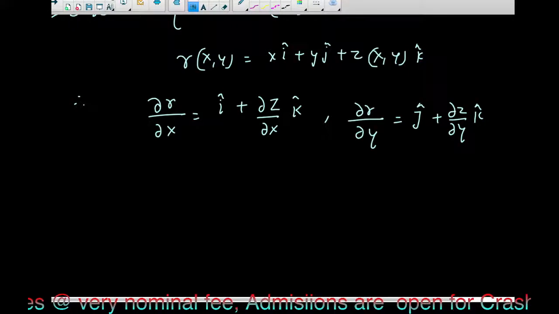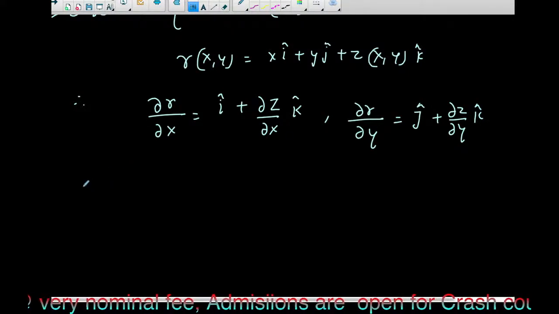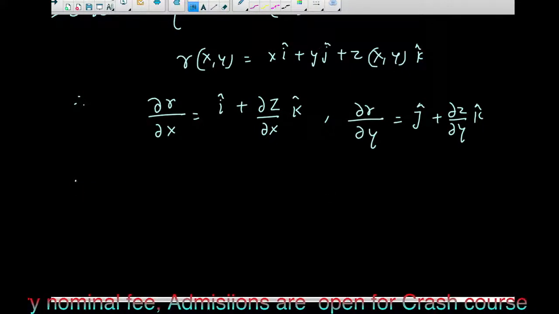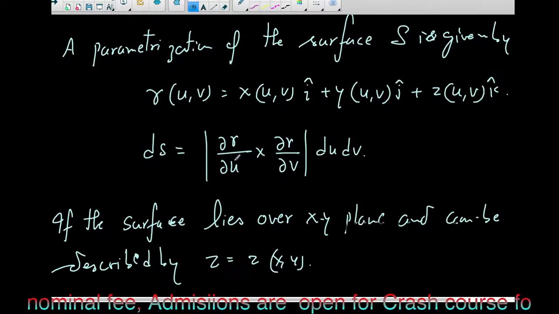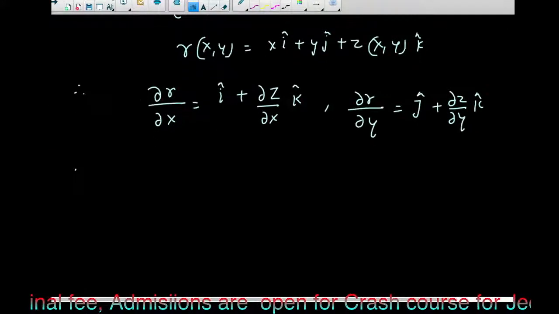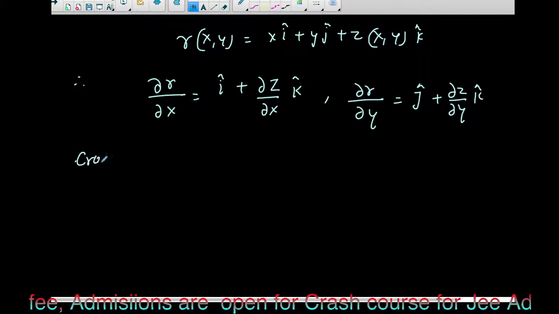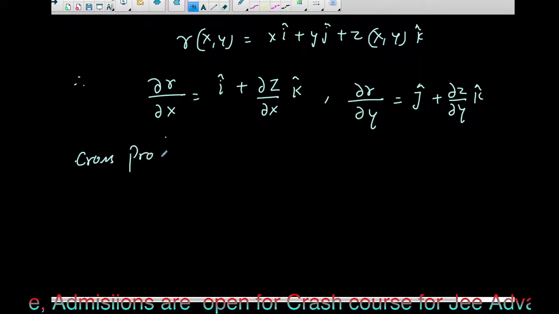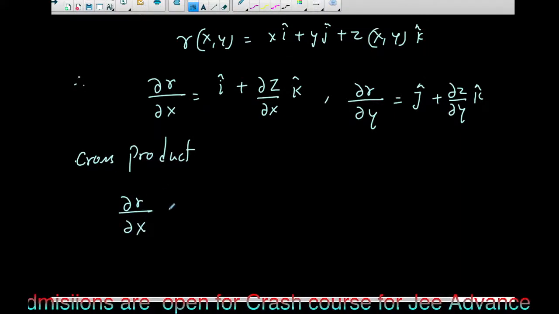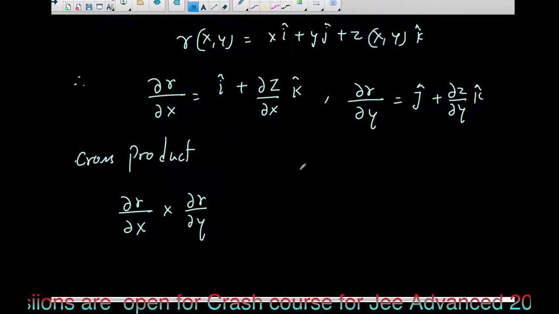And the cross product is given by, how do we find the cross product of these two vectors? Why are we using the cross product? Because here we have to go for del r by del u and del r by del v cross product for the ds vector, right? So for the ds vector we have to go for the cross product, so let me write here del r by del x cross del r by del y, which is required from what I showed previously.